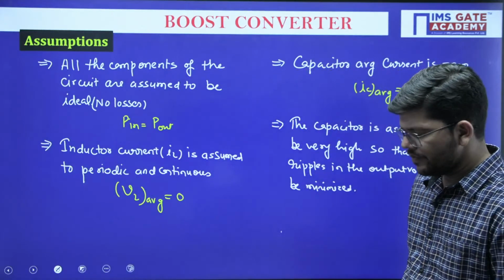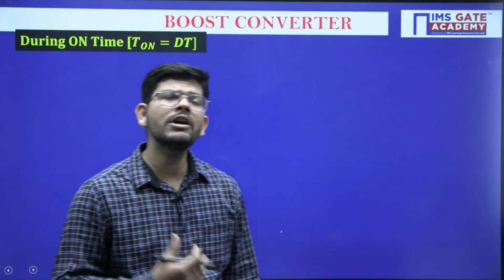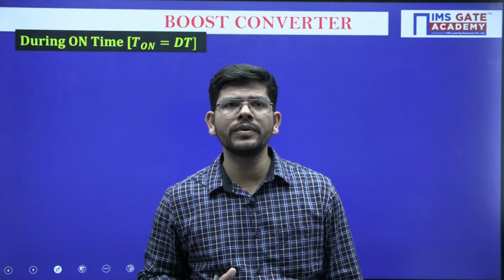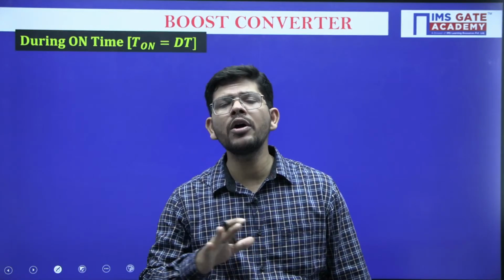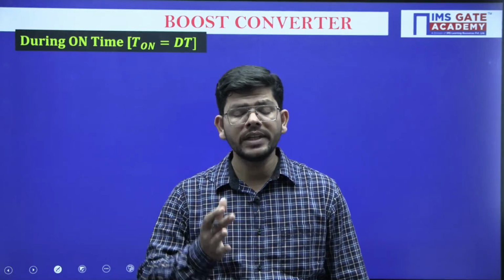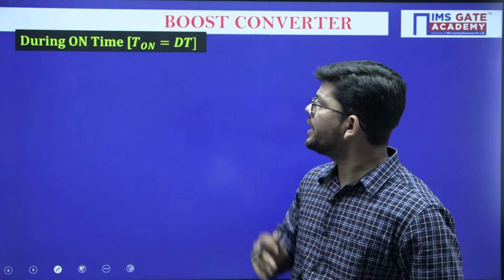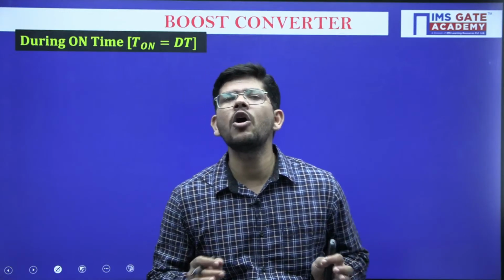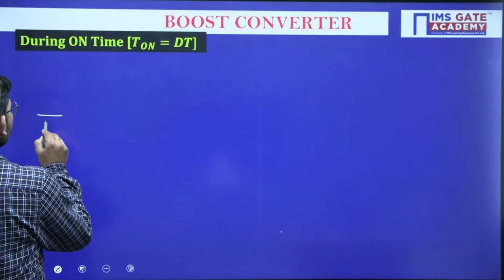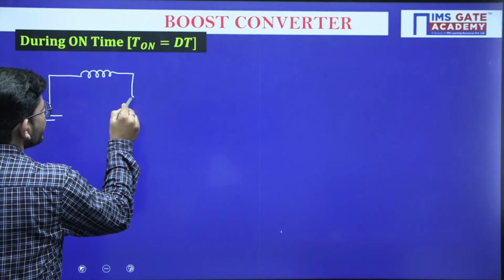Now after that, let us see what will happen with the circuit during the on time. During the on time, we will turn on the switch and the diode will be off. That's what you will see in all the buck-boost converters. Once the switch is on, the diode will be off. When the diode is on, the switch will be off. Both cannot conduct simultaneously. So during the on time the switch is turned on, and we will be keeping the diode off right now.